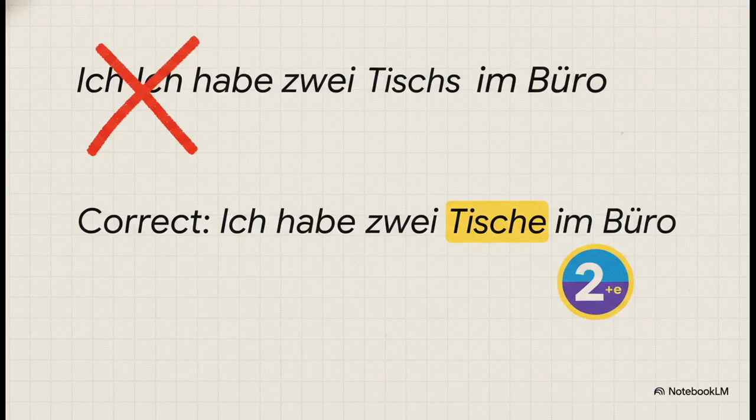And there it is. Tisch is one of our group 2 nouns, so it needs that E ending. Ich habe 2 Tische im Büro. See? Once you know the pattern, it just clicks into place.